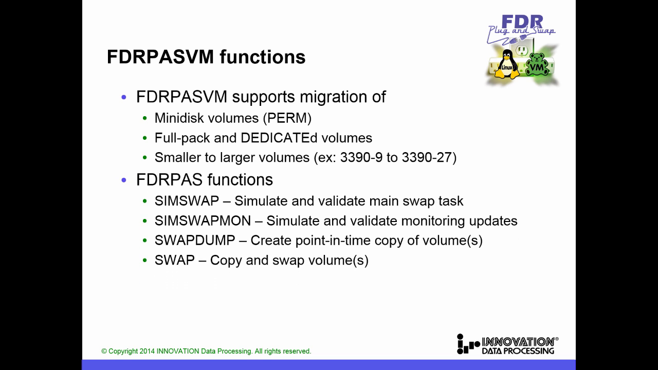What are the functions that FDRPAS can do? What I'm talking about is a swap, which does a hyperswap at the end. But there's also a swap dump, which you could argue could be named copy, right? It just copies a volume, and then you have a duplicate. Of course, that's an issue, because you now have duplicate VOLSERs, so you have to make sure you handle that.